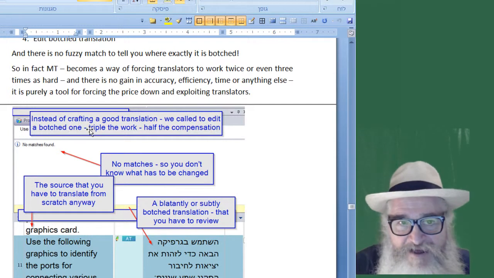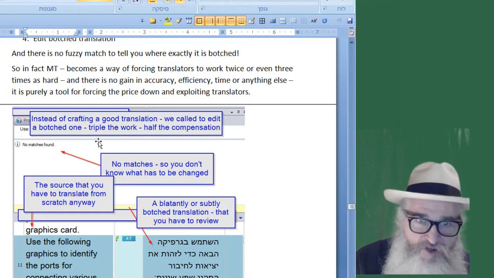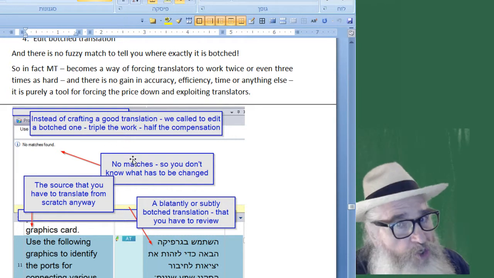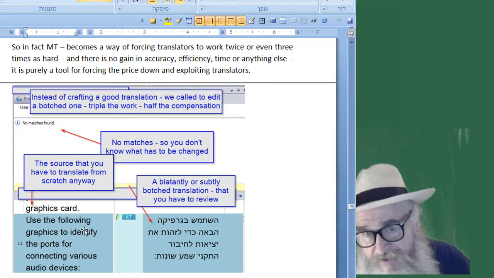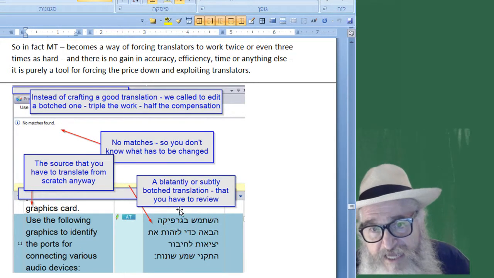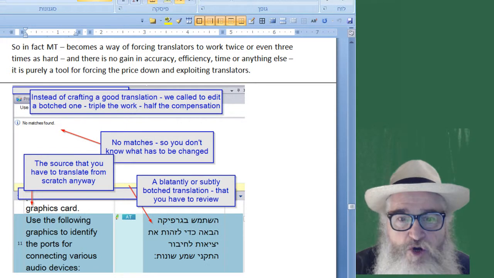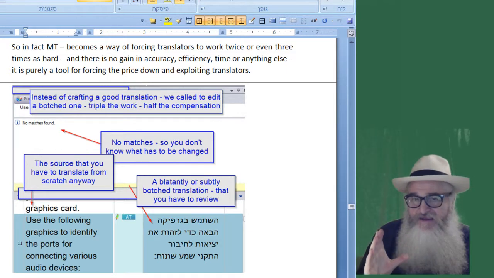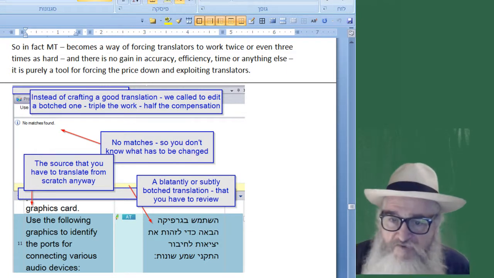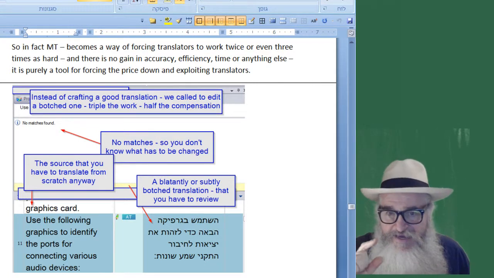So let's go over it. I've marked it again. I'm repeating myself just as a sort of summary. Instead of crafting a good translation, we are called to edit a botched one, triple the work and half the compensation. There are no matches. You don't know what has to be changed. The source that you have to translate, in any case, you have translated in your mind. And then you have the blatantly or subtly botched translation that you have to review. So as you see, this whole thing of post-editing is really very, very problematic. It's like an argument to convince translators to slash their prices. But it is an untruth.